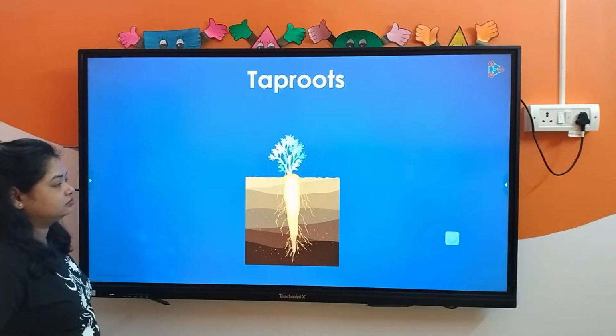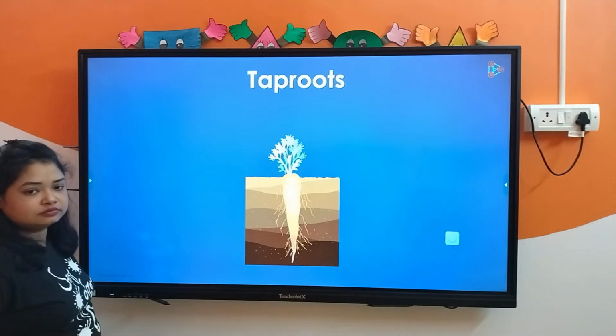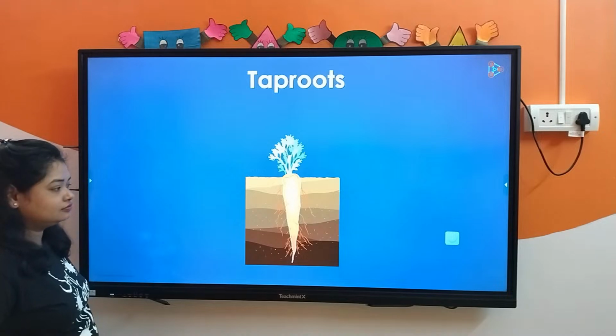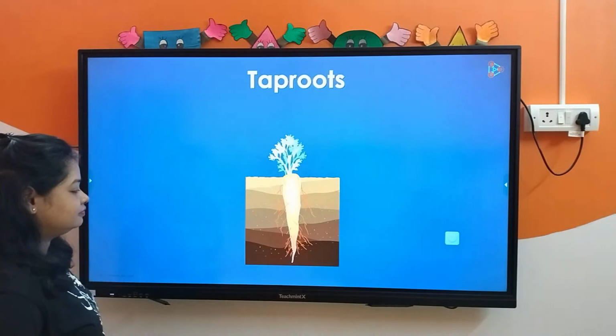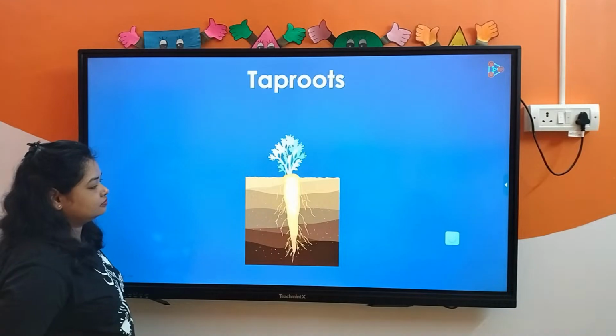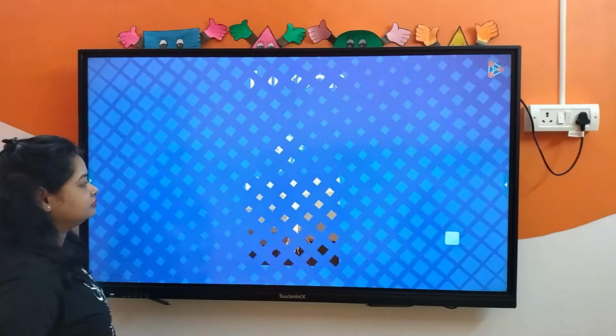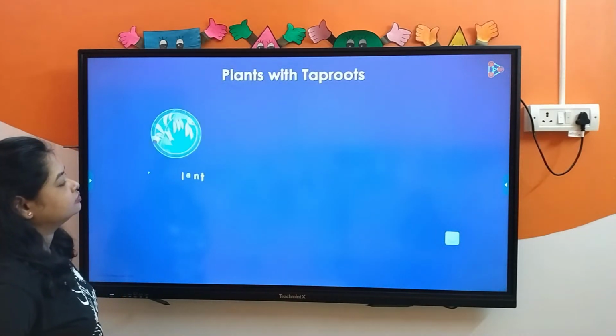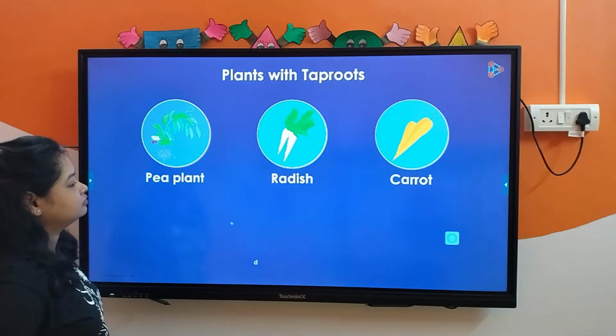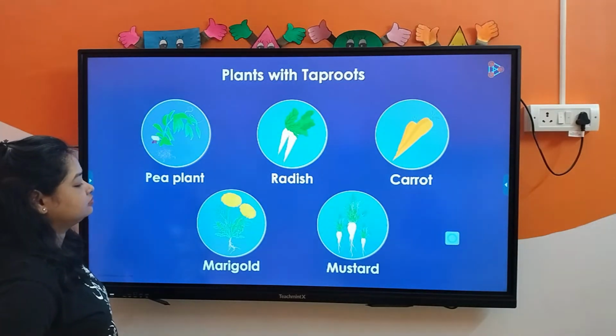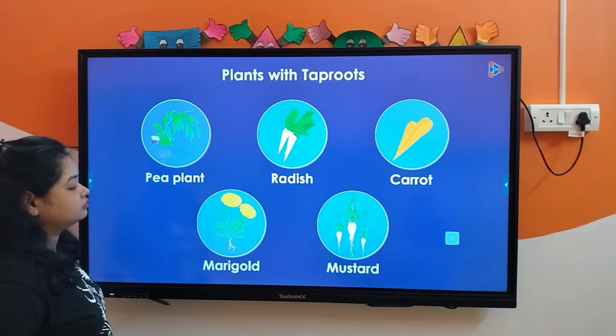The taproot system is composed of a main root which grows from the base of the stem. Many branches and sub-branches come out of this main root as we can see here. We usually come across a large number of plants in our surroundings that belong to this category. The pea plant, radish, carrot, marigold, and mustard are some plants which have a taproot system.